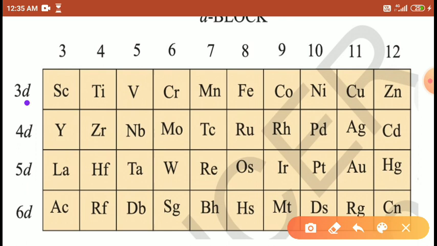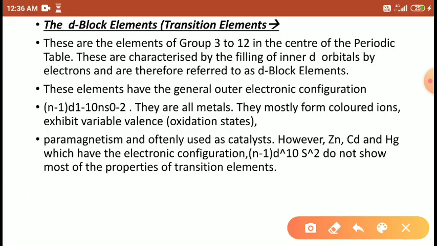So the 3D series elements are scandium to zinc. The 4D series elements are yttrium to cadmium. The 5D are lanthanum to mercury, and the 6D are actinium to copernicium, right? So these are the D block elements, students. Let's start with the D block elements and their properties.